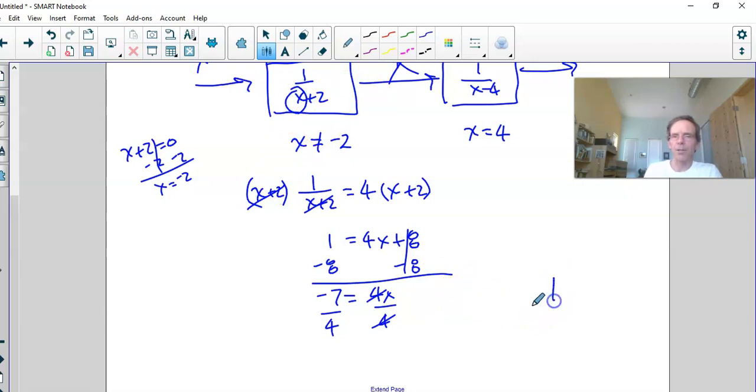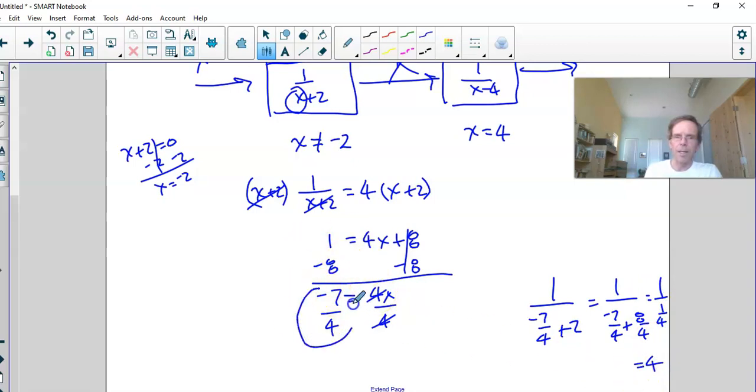You could test this. You could go, okay, 1 over -7/4 plus 2. What is that? That's 1 over -7/4 plus 8/4, and that's 1 over 1/4, and that happens to equal 4, which is the problem. Okay, so x cannot be -7/4. So these are the two conditions on the domain.